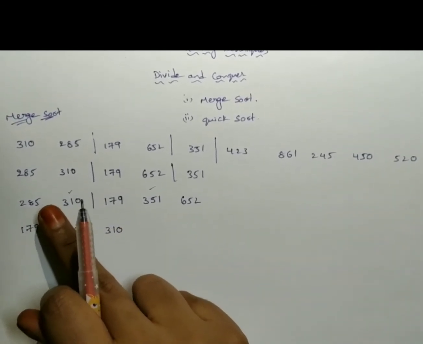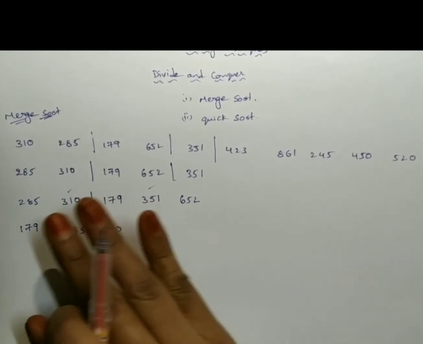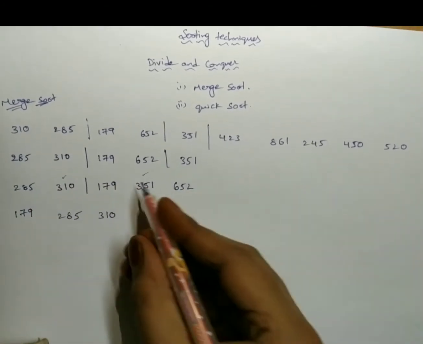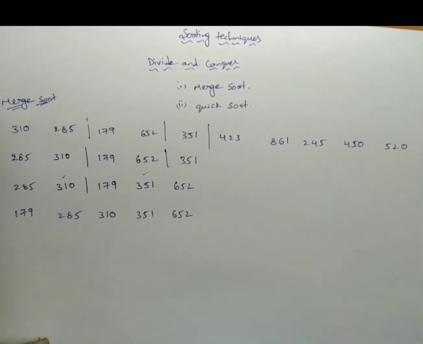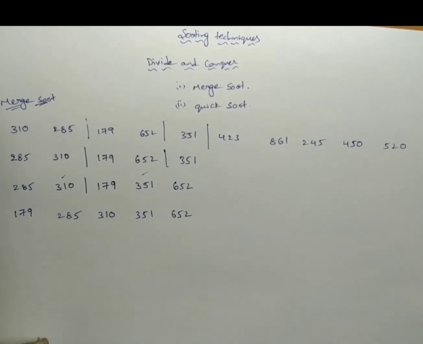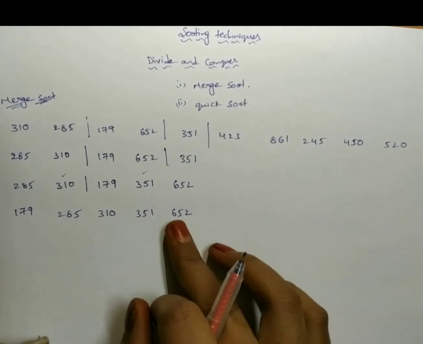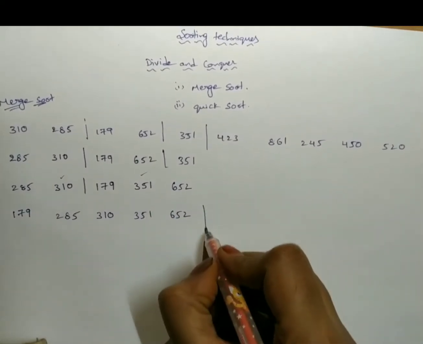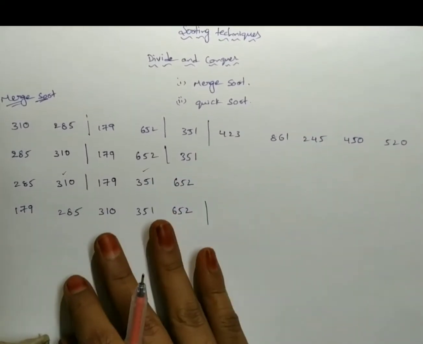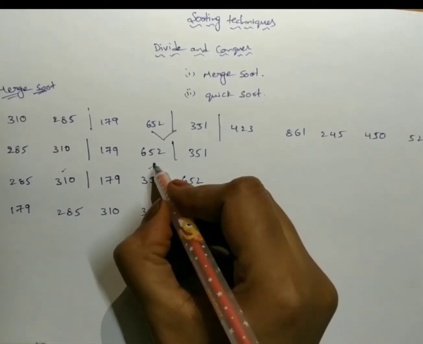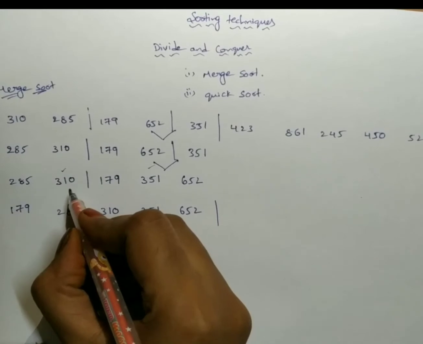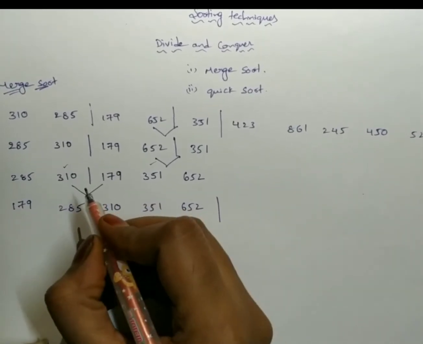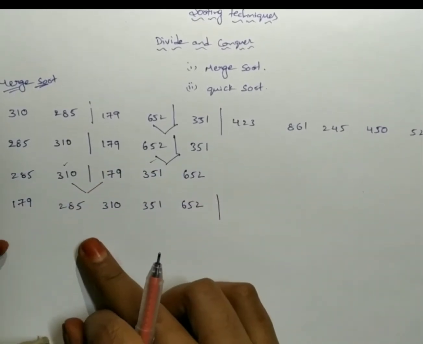So here we don't have any numbers to be compared to the second sublist, so these elements will be taken as they are, as there is no possibility of comparing elements from the two lists. I have placed these two numbers as they are. Till here I have merged these two sublists into this one, and after comparing these two sublists the merged list is this one.